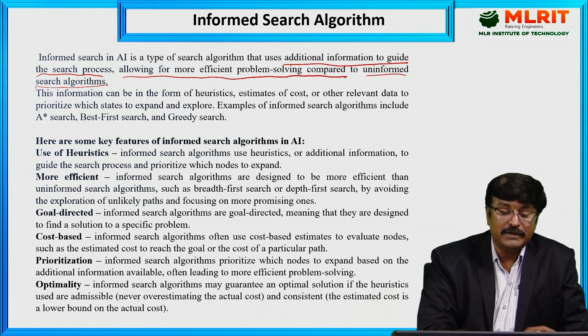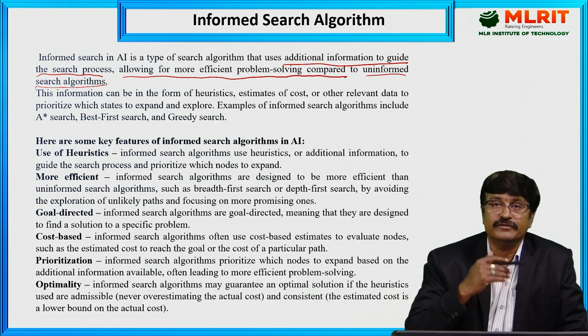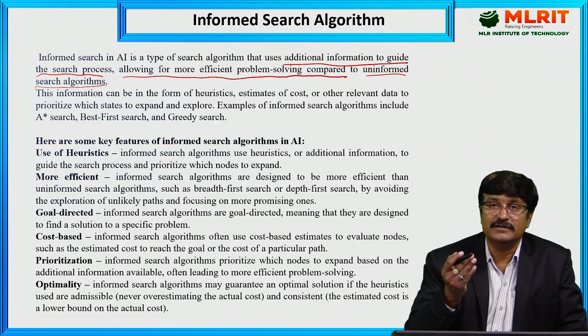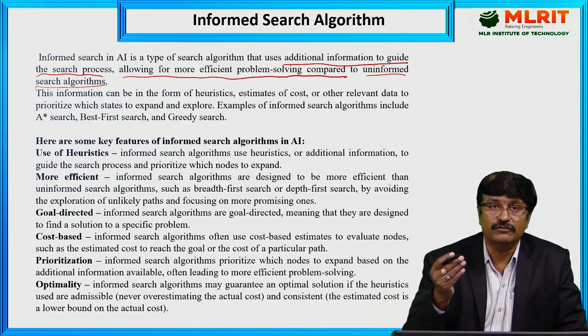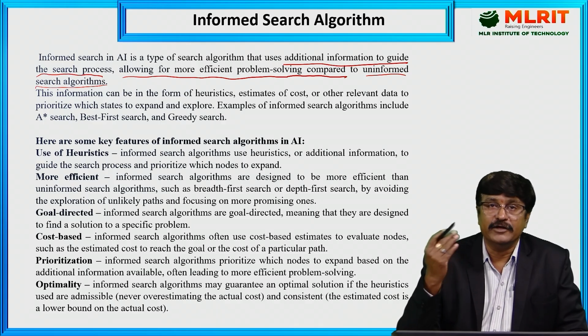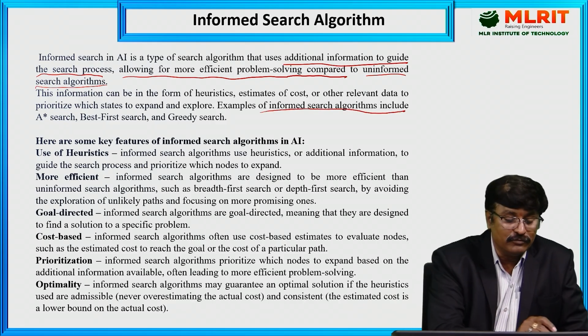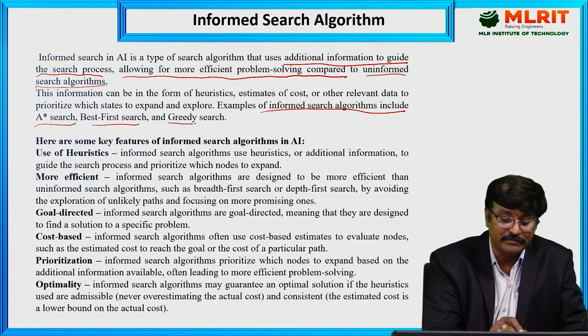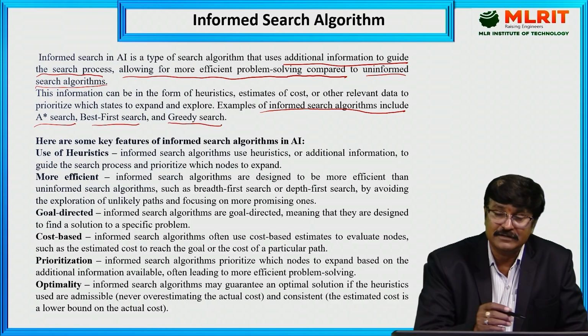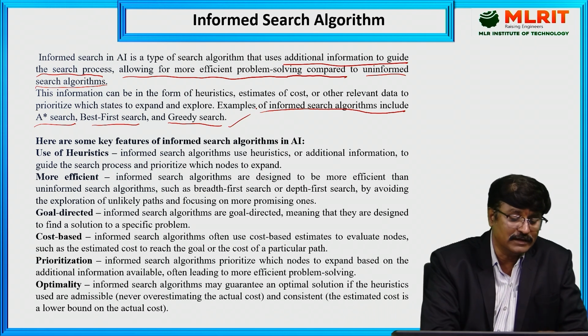So this information can be in the form of heuristics, that means an estimate of cost, or other relevant data to prioritize which states to expand and explore. Examples of informed search algorithms include the A-star search algorithm, best first search algorithm, beam search algorithm, greedy search algorithm, and simulated annealing algorithm. Those are the informed search algorithms.